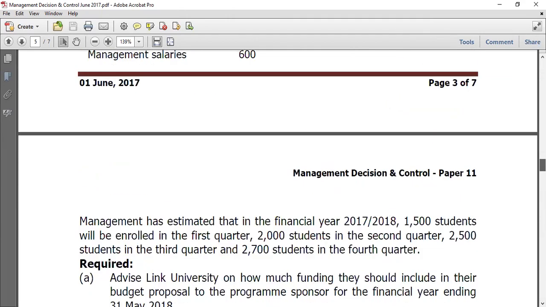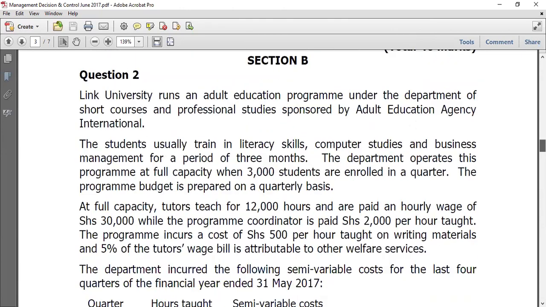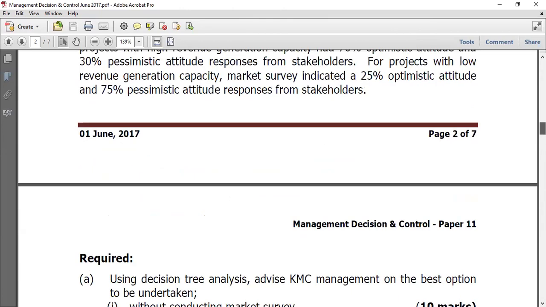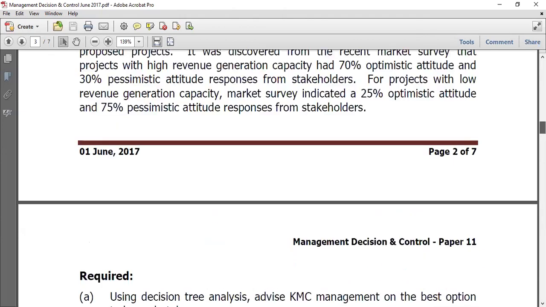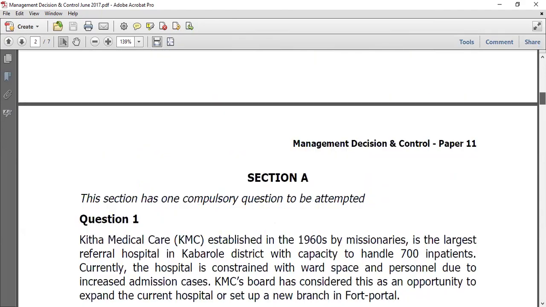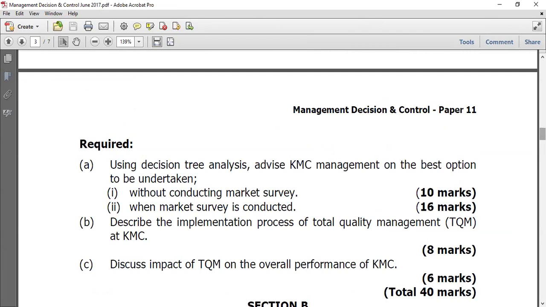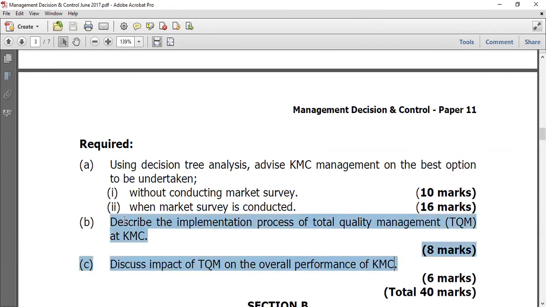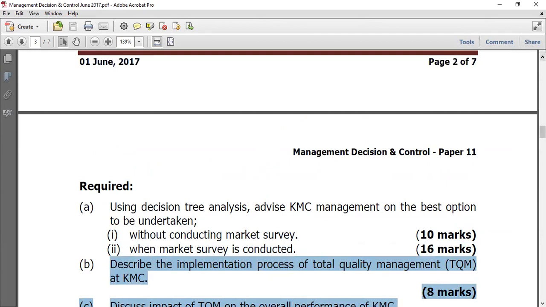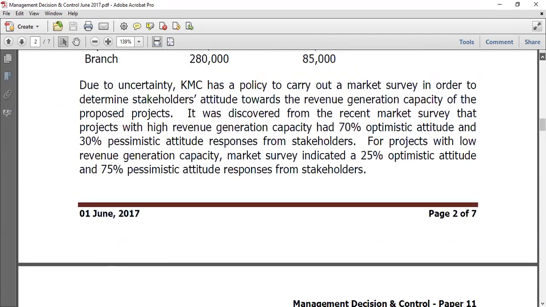Let's just look at this number one question here. So what was the number one question here? Okay, so this one was asking us to determine, using the decision tree analysis, advise KMC management on the best option to be undertaken without conducting a market survey, and then when a market survey is conducted, and then describe the implementation process of the T2M, and then discuss the impact of T2M on the overall performance. I think we did this in the last class. So let's just try to look at the detailed question and see how the decision analysis tree would be done here.